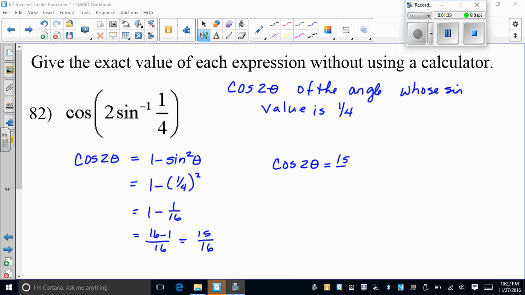It's the identity. This is on your cream sheet of paper. They have more than one. We use this one because it only gave us a sine value. So I do need to throw this in here. That is cosine of 2 times the angle whose sine value is 1/4. So we had to use our identities.